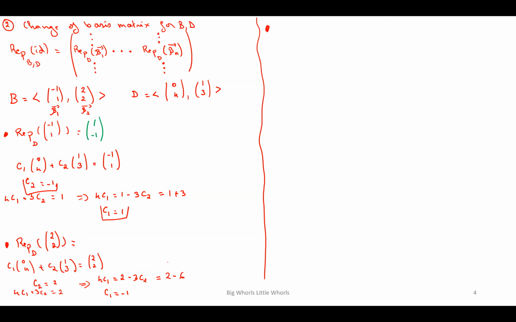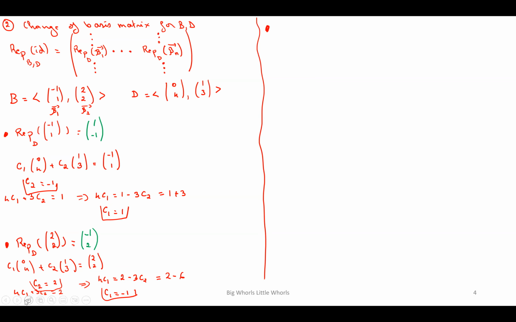Okay, so here C1 is there and C2 is there. So the representation of the second element of the B basis is (-1, 2). Just make sure: minus 1 and 2.